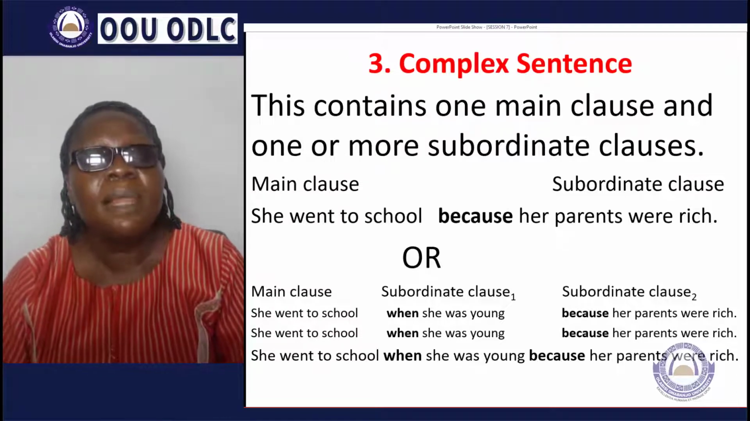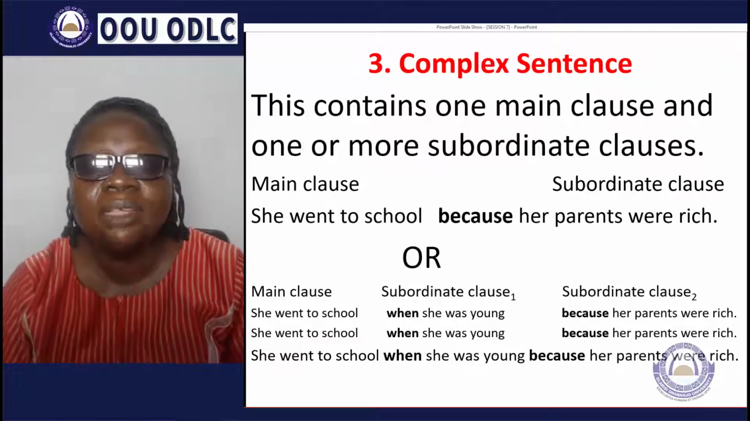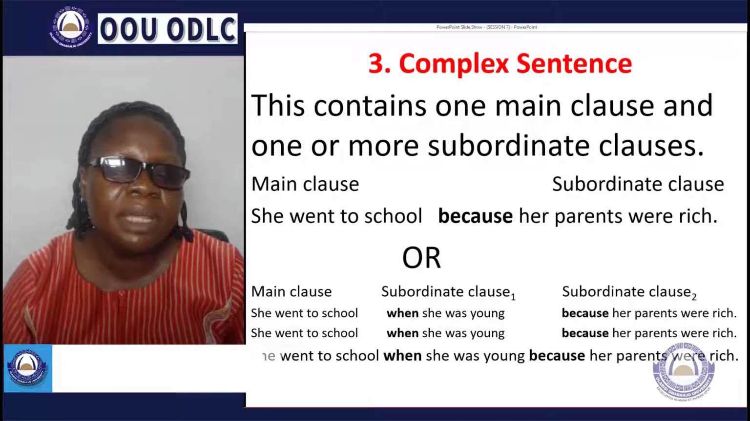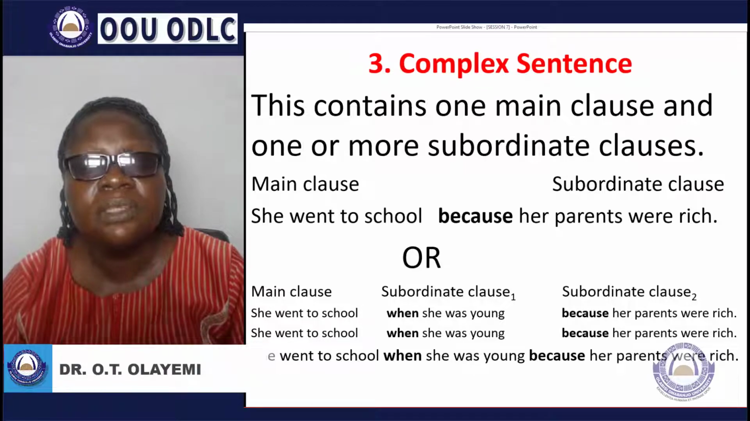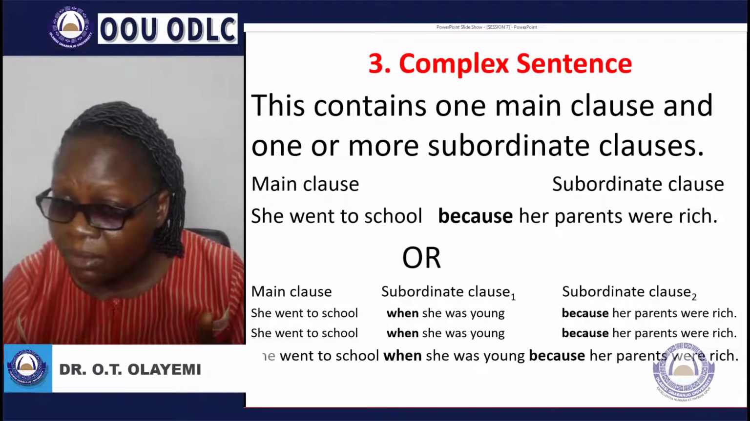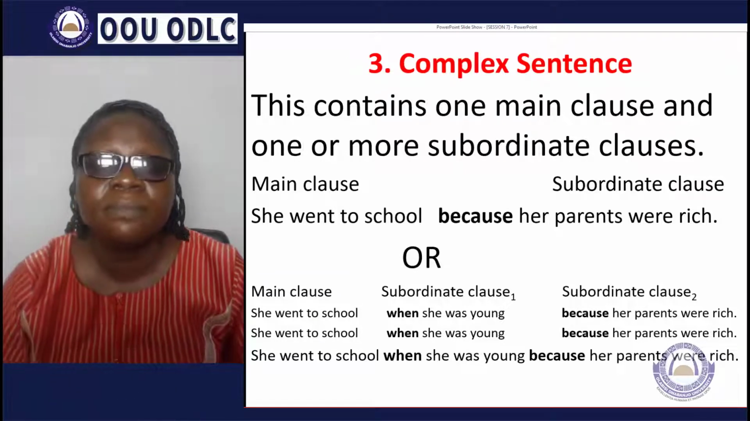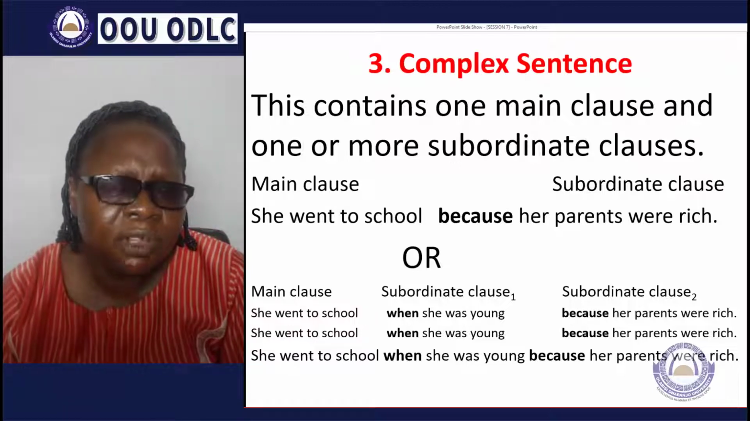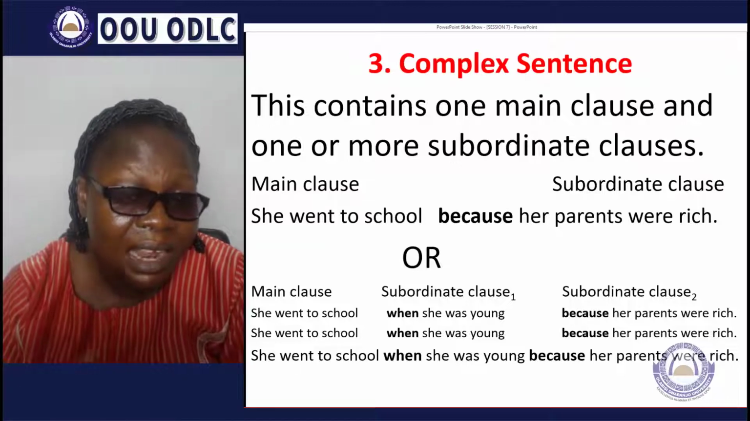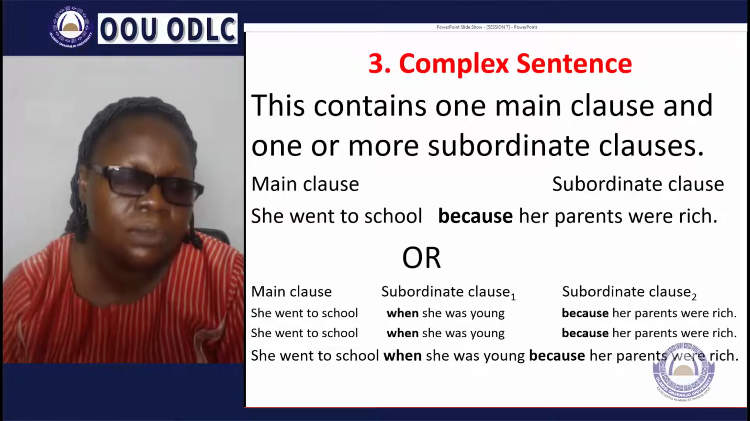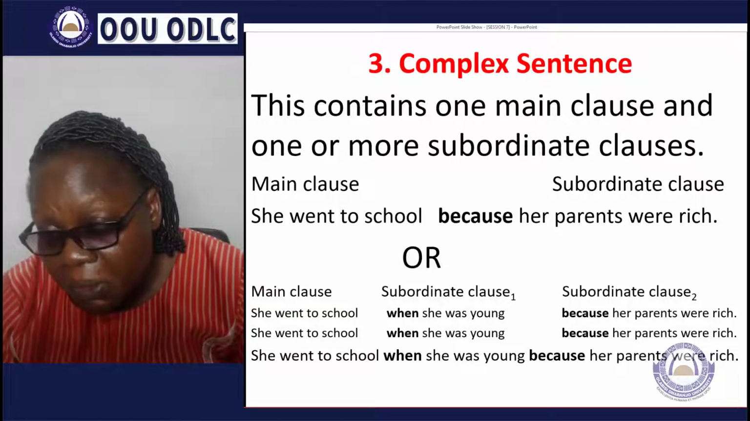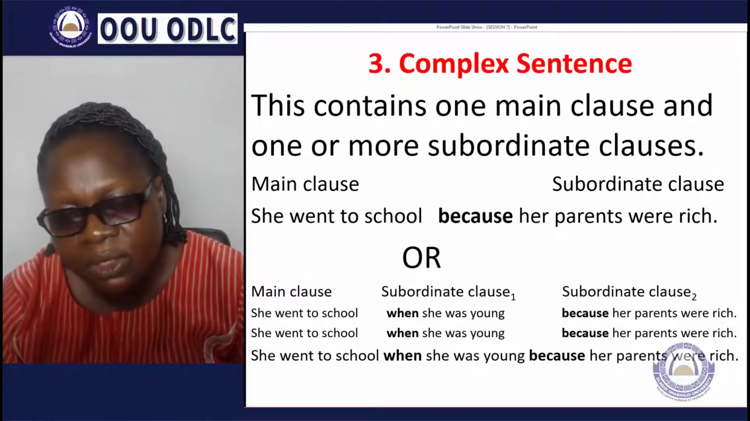So, in a complex sentence, there is one main clause and one or more subordinate clauses. So this sentence, she went to school because her parents were rich, is a very good example of a complex sentence that has one main clause and how many subordinate clauses? One. Take a look at the definition of the complex sentence again. You will discover that in a complex sentence, there must be one main clause, but there could be one subordinate clause or more than one subordinate clauses.